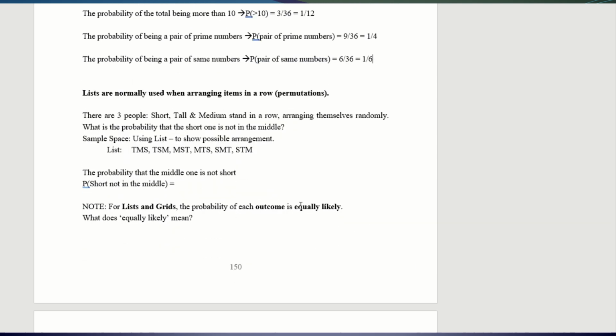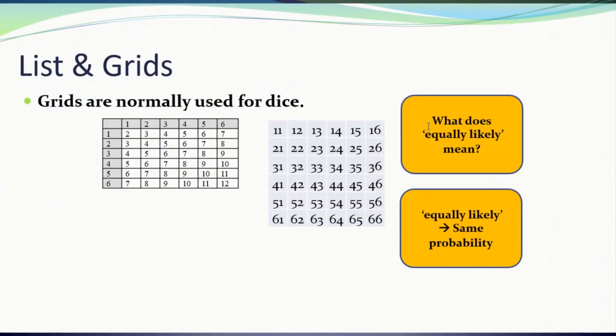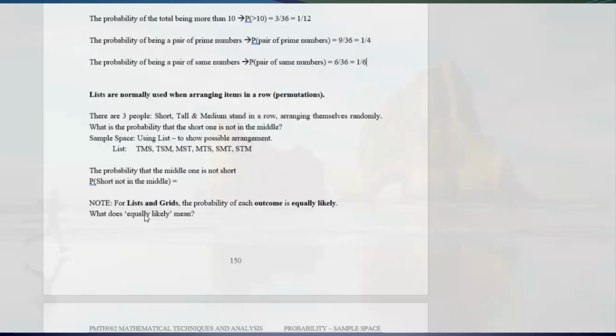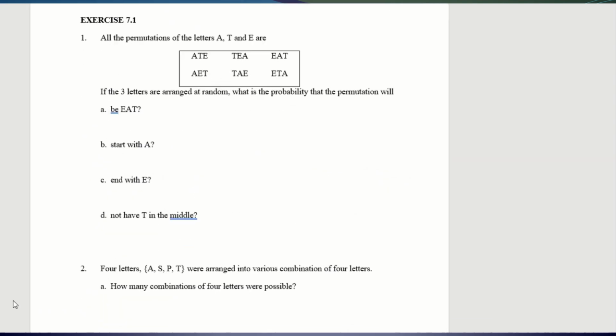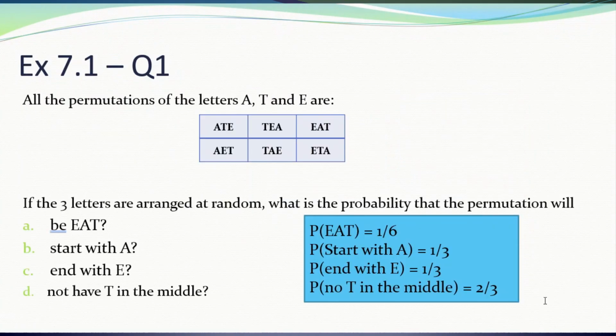So firstly, when I ask you what is equally likely? Equally likely means same probability. Okay, so let's take a look at exercise 7.1. So I'll use the slides for this. Here they've listed out all the outcomes for you. If the 3 letters are arranged at random, what's the probability? It will be EAT. So you just see that EAT is here, 1 out of 6. Starts with A, how many? 1, 2. 2 out of 6, answer 1 over 3.